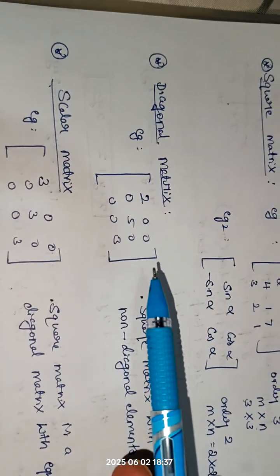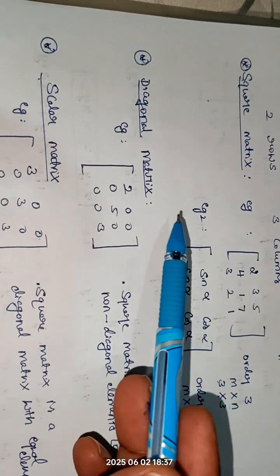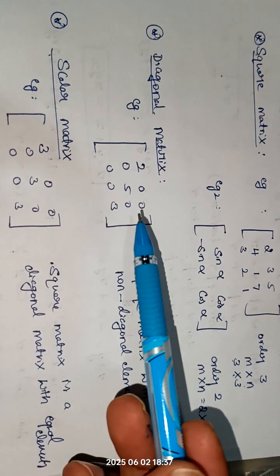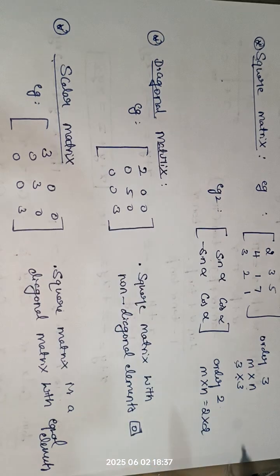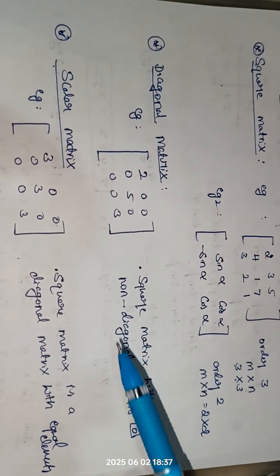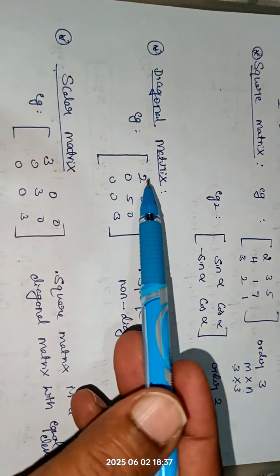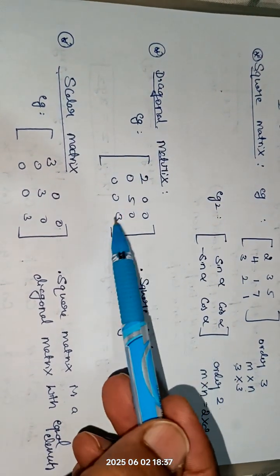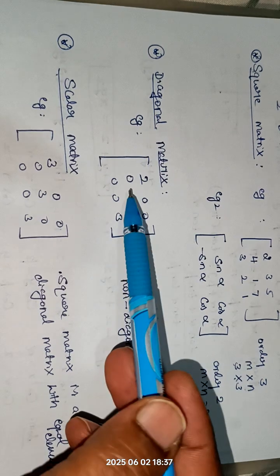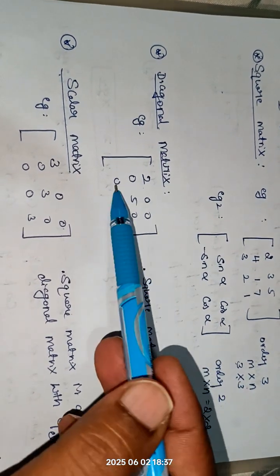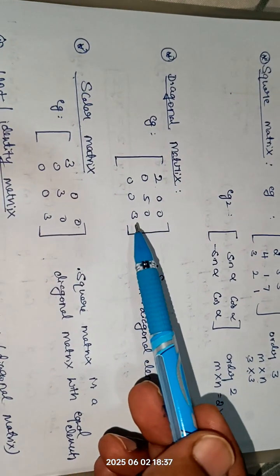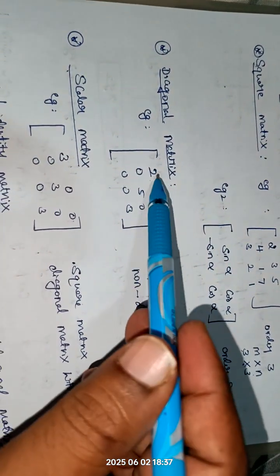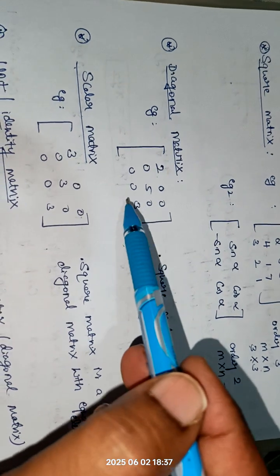Then what is a diagonal matrix? All these are derived from the square matrix. For a diagonal matrix, look at the matrix which is square, 3 cross 3. It is a square matrix with non-diagonal elements 0. Here we call these the diagonal elements, the principal diagonal elements. Other than this, all the elements are 0. So it is called a diagonal matrix. Basically, it should be square.